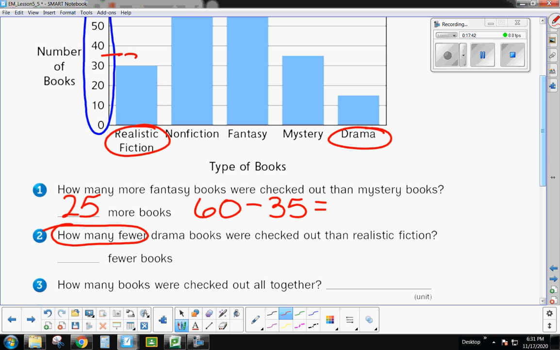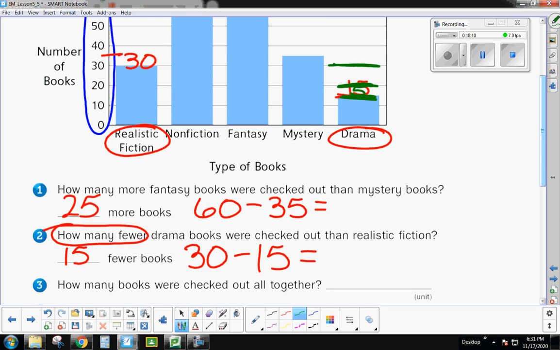Realistic fiction, I've got 30, and drama, I've got, again, this is halfway in between a bar, so it would be 15. So I would do 30 minus 15. That's pretty easy math. Makes me think of a clock, right? 30 minutes minus 15 minutes equals 15. Or again, if you're going to look visually, that's fine. You can go from here to here, but remember that's 5. And then you have a whole other box, which is 10. So when you add those up, it's 15.